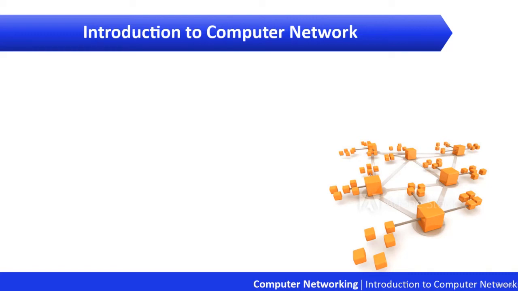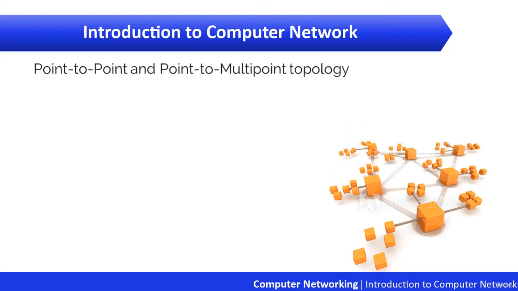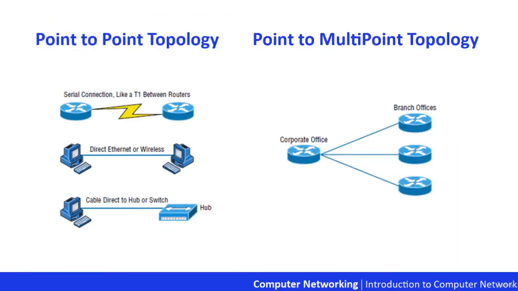In this last lecture of network topologies, we are going to see two different types of topologies, that is point-to-point topology and point-to-multipoint topology. So let us first see what is point-to-point topology. You can see the image on the left hand side of the screen. Just focus on that for a couple of minutes.